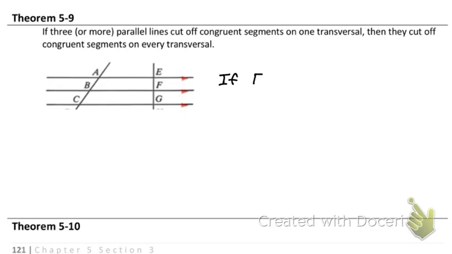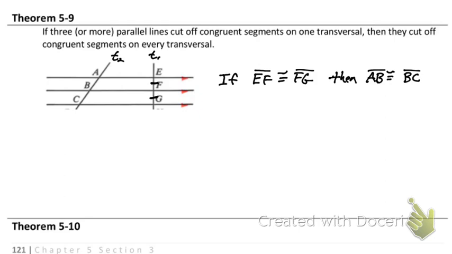If we know that EF is congruent to FG. So we're going to call this transversal 1. This is my transversal 1, this is my transversal 2. So just looking at my transversal 1, if we can say that this distance is the same as that distance, then we can say that AB is congruent to BC.